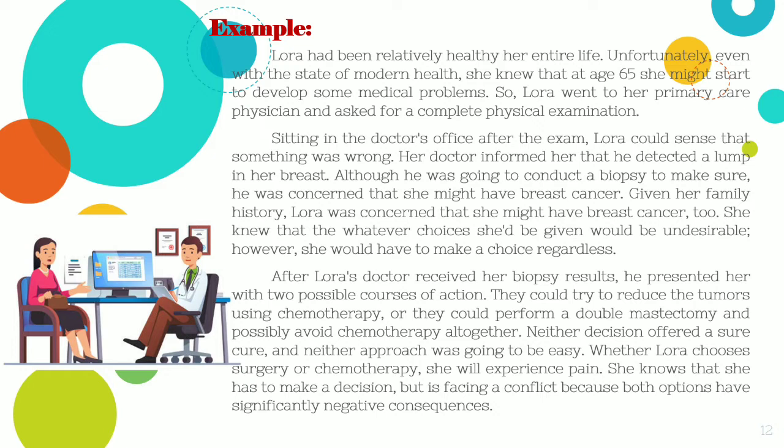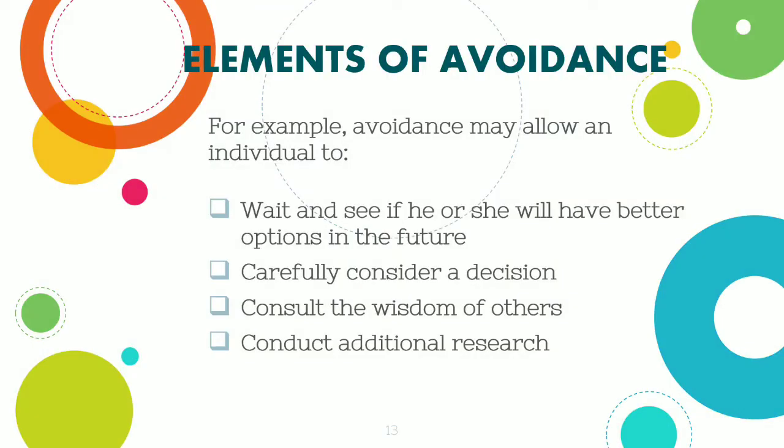Whether Laura chooses surgery or chemotherapy, she will experience pain. She knows that she has to make a decision, but is facing a conflict because both options have significantly negative consequences. So there are elements of avoidance. For example, avoidance may allow an individual to, first, wait and see if he or she will have better options in the future. Second, carefully consider a decision. Third, consult the wisdom of others. And the fourth one, conduct additional research.